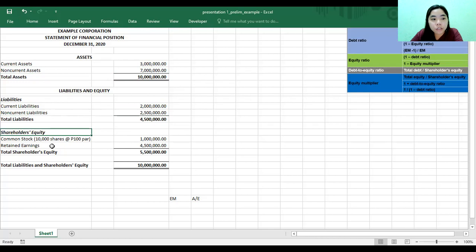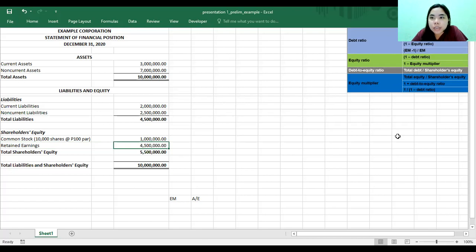Our shareholders' equity consists of our common stock of 1 million, or the ordinary shares, and the retained earnings of 4.5. So we have a total shareholders' equity of 5.5 million. So our total liabilities and shareholders' equity is 10 million, which equals, of course, our total assets. That means our total assets consist of 4.5 financing from our creditors and 5.5 financing from our owners, plus the accumulated earnings. That is what the company has earned through its continued operation, so that will form part of our shareholders' equity.